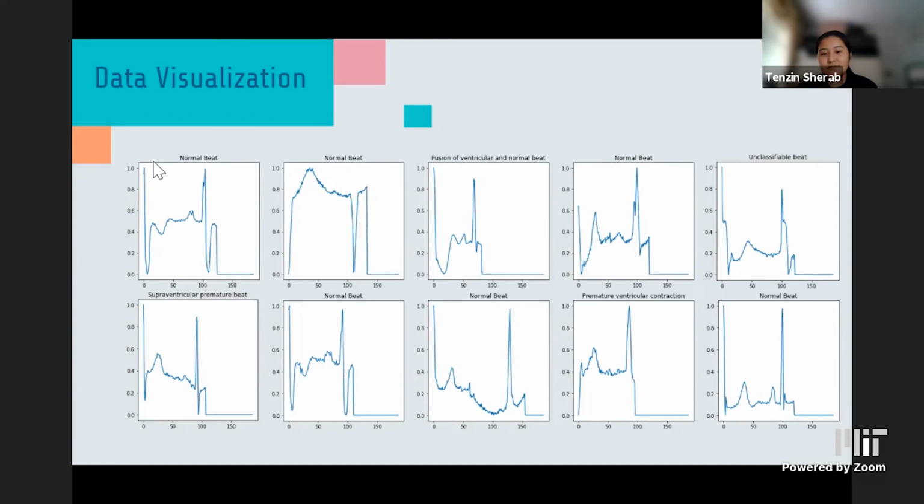So here we can see the different classes in our given data set after generating 10 random samples. As you can see, the data set we chose is mostly populated with normal heartbeats. Each graph is showing the frequency of heartbeats over time.